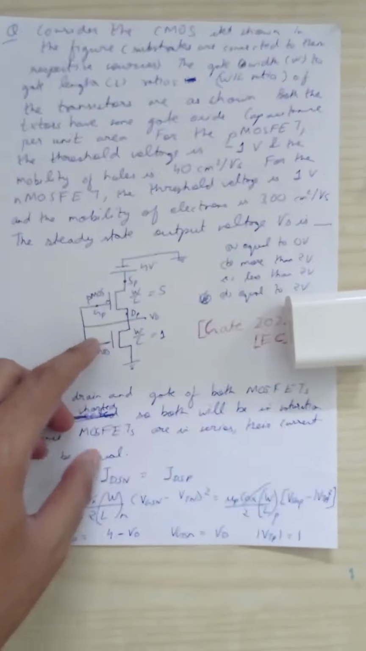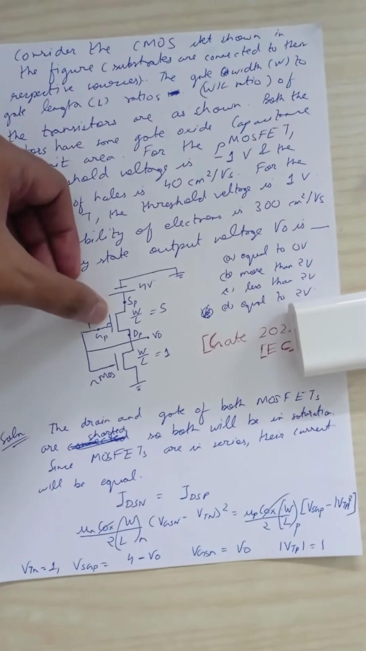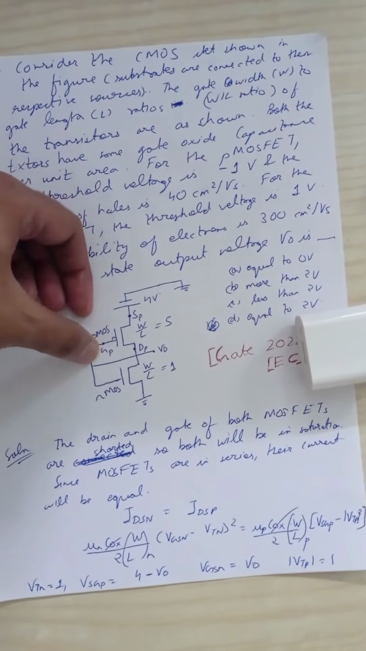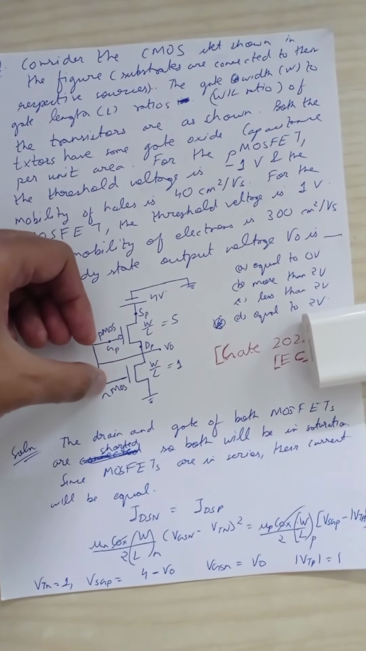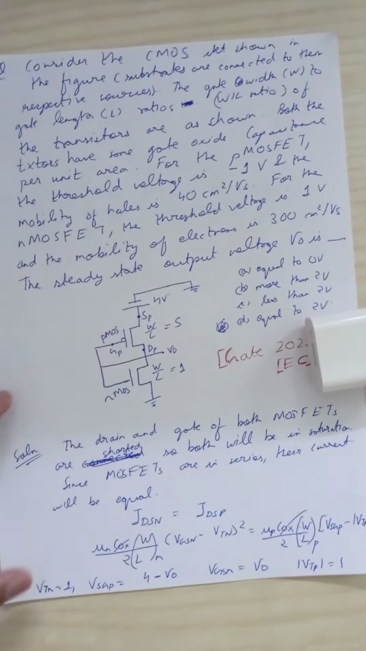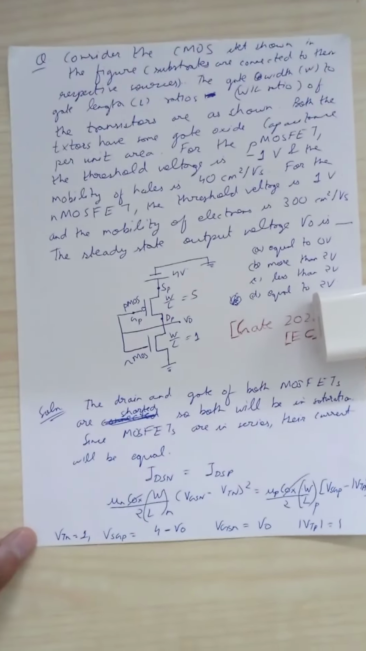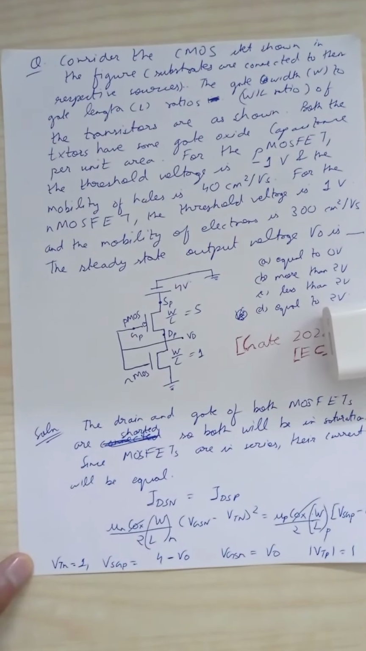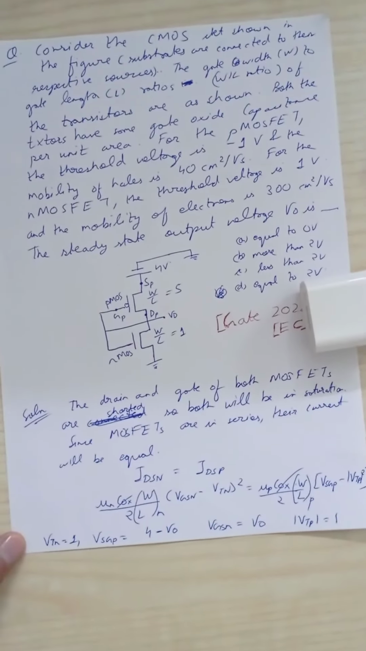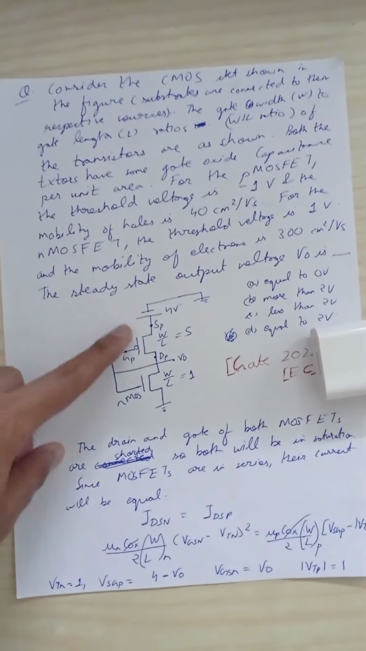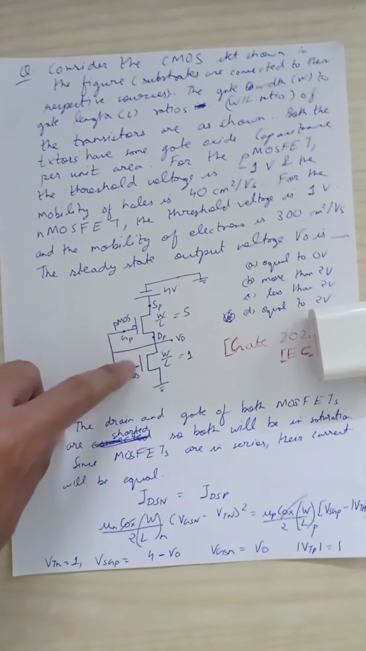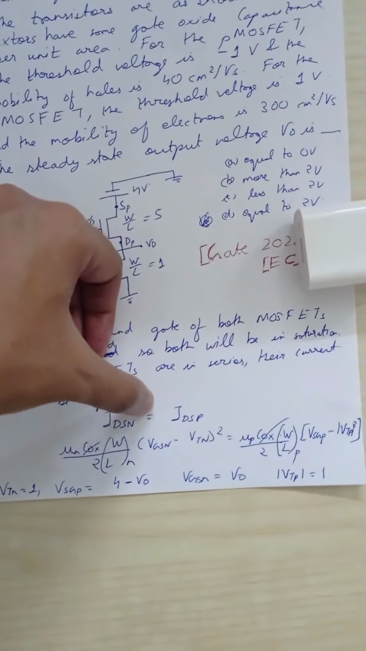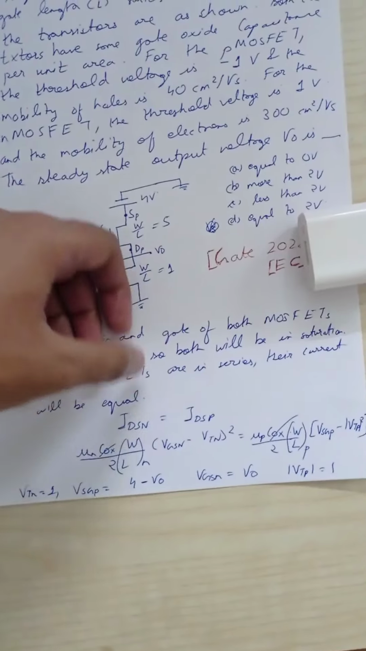So we can see that this is a PMOSFET, so its gate and drain are shorted. Then for this NMOS also, the gate and drain are shorted, so both will be in saturation, because when the drain and gate of a MOSFET are shorted, then it is in saturation. Then both these MOSFETs are connected in series, so their currents will be equal. So we can equate their currents. So IDSN equal to IDSP. So we can equate both the currents.